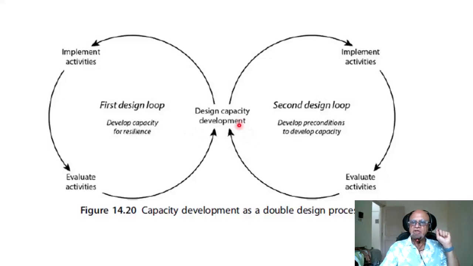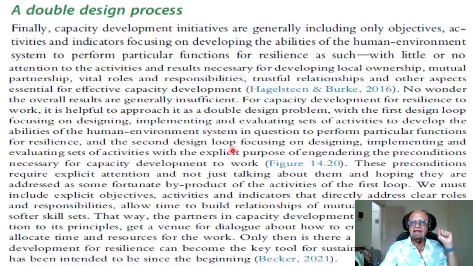So you need to set up the preconditions for the developed capacity to actually work and be sustained, locally owned, with responsibilities defined and trustful relations established. Remember, we said external partners become coaches. If the team doesn't respect and trust the coach, it's not going to win games, right? It's that simple. So these preconditions require explicit attention and not just talking about them and hoping they are addressed as some fortunate byproduct of the activities of the first loop.